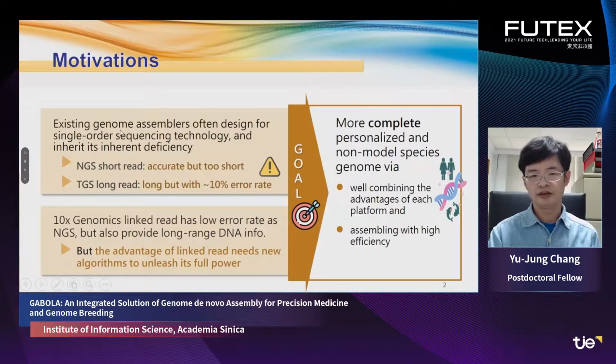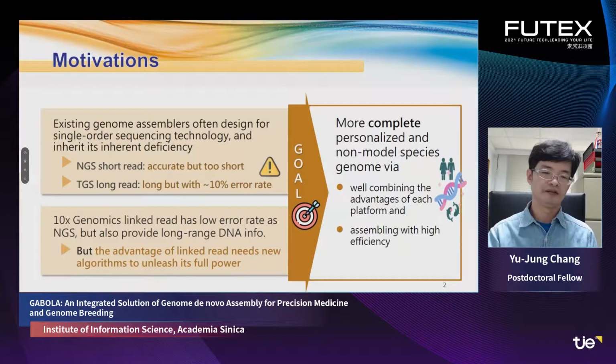Motivations. Existing genome assemblers are often designed for a single sequencing technology and inherit its inherent deficiency. For example, the next-generation sequencing short read is accurate but too short. The third-generation sequencing long read is long but with about a 10% error rate. So a new technology, 10x Genomics linked reads, has a low error rate like NGS, but also provides long-range DNA information. However, the advantage of linked reads needs a new algorithm to unleash its full power.